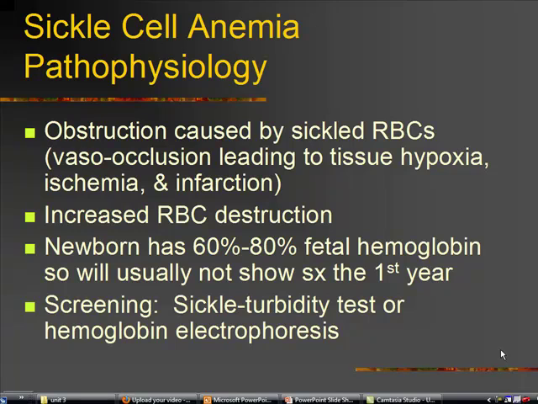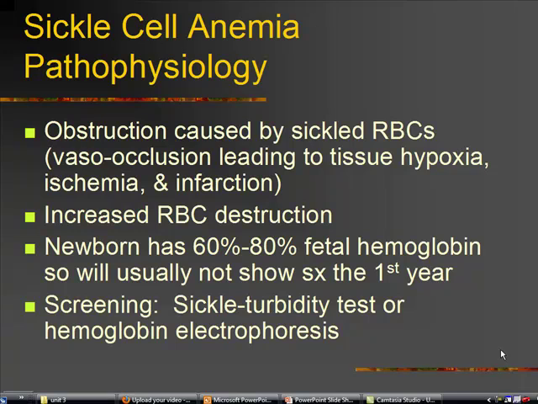Continuing with sickle cell anemia, we'll look at the pathophysiology. So what happens is we get obstruction caused by those sickled red blood cells. And this is called a vaso-occlusive crisis, and it leads to tissue hypoxia. So those sickled cells catch on each other, clump up, can't pass through little bends in the microcirculation. The tissue beyond them doesn't get oxygen, so it becomes ischemic. If it doesn't get oxygen, it goes from ischemic to dead, to infarction.